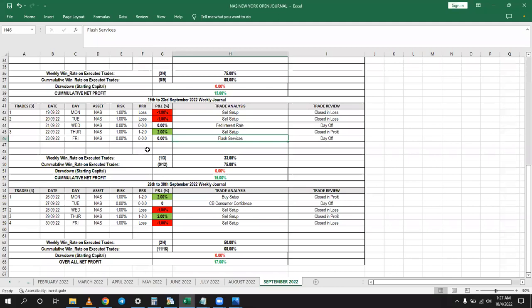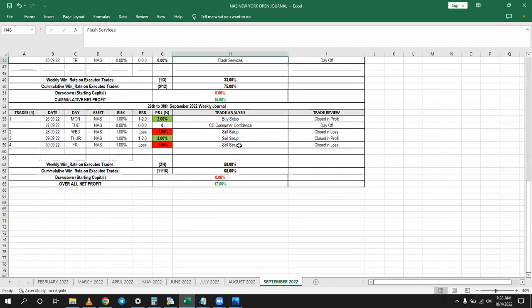Yeah, so now this is week 4. Week 4, we took 3 trades and won only one. So we lost 2 trades this week. The win rate for that week was 33%. Overall win rate for the 4 weeks, 75%, and overall profit 15%. Now let's jump onto the final week, the last week of September.